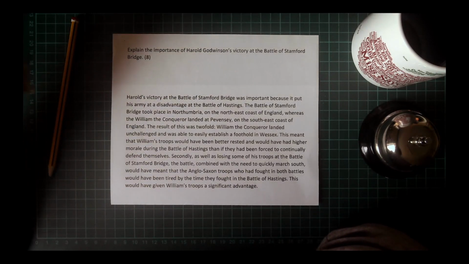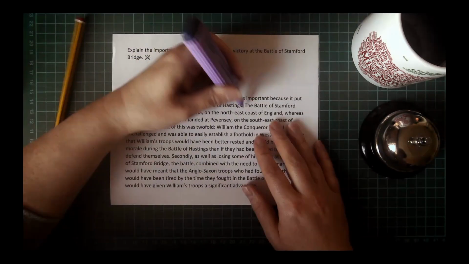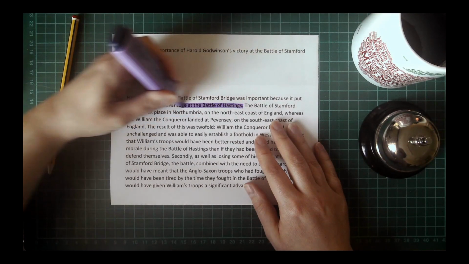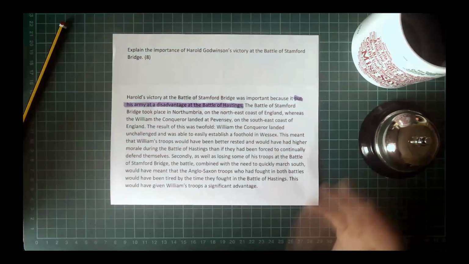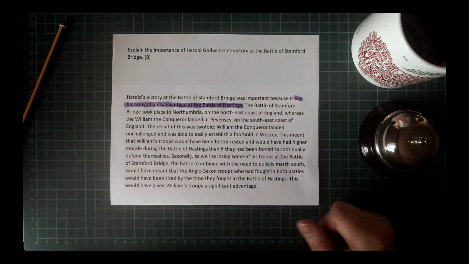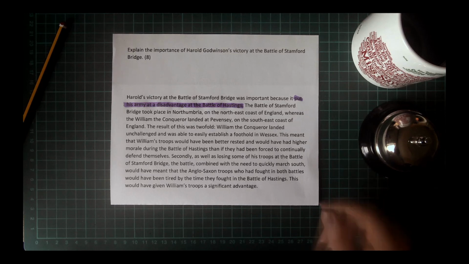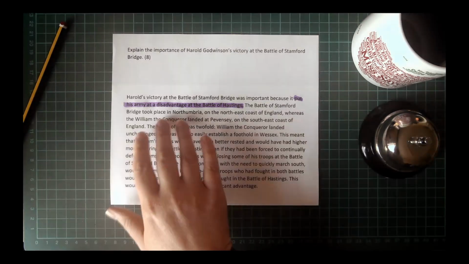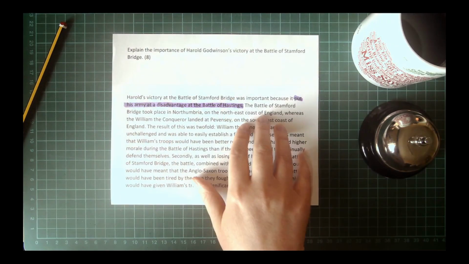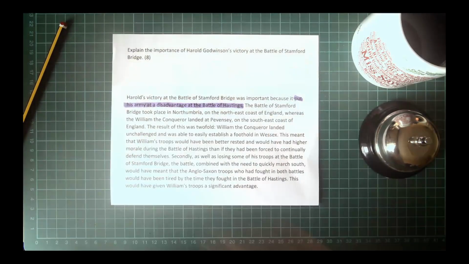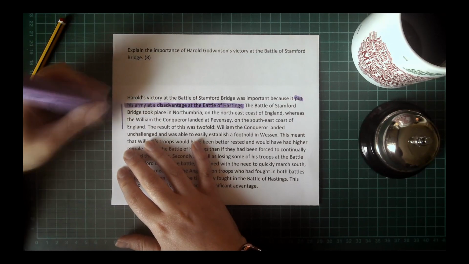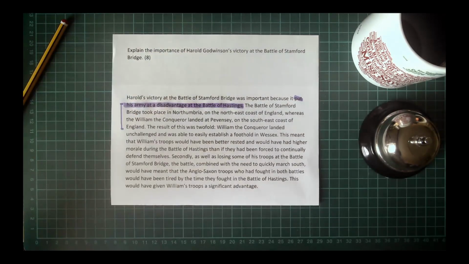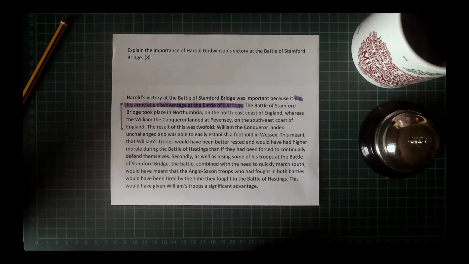Harold's victory at the Battle of Stamford Bridge was important because it put his army at a disadvantage at the Battle of Hastings. That is the big principle, the big idea, which I'm going to spend the rest of this paragraph proving right. The Battle of Stamford Bridge took place in Northumbria on the northeast coast of England, whereas William the Conqueror landed at Pevensey on the southeast coast of England. Fact that proves that I'm right, short, sharp and to the point, no knowledge from it.